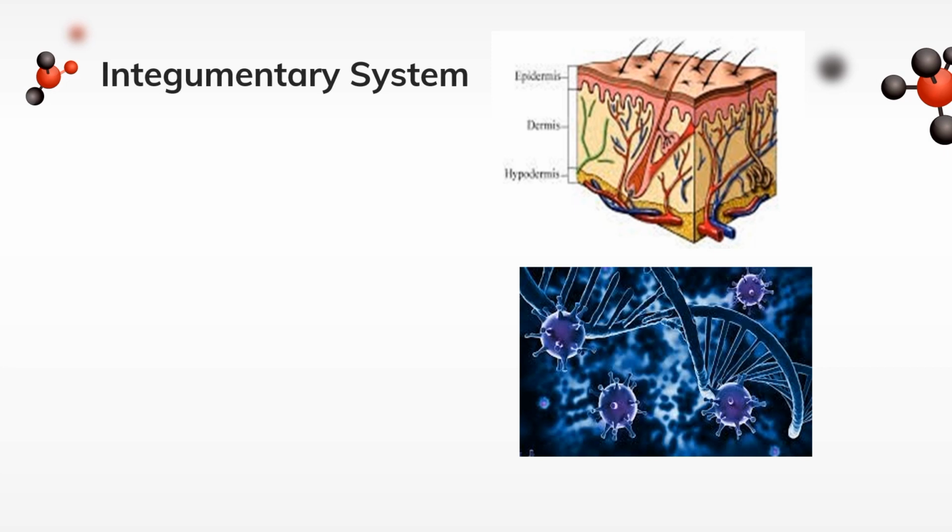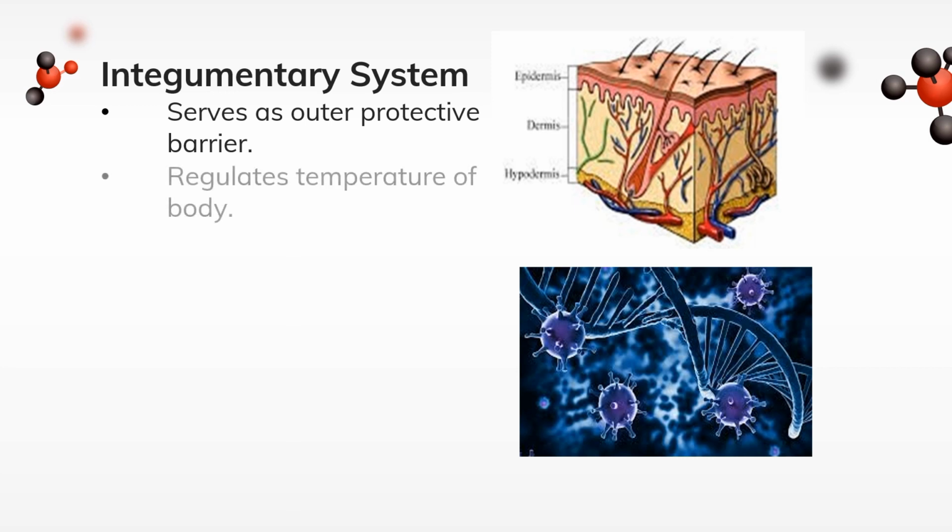Next we have integumentary system. This system contains skin and related structure. It serves as an outer protective barrier that prevents internal fluid from being lost from the body and foreign microorganisms from entering the body. This system is also important in regulating body temperature. The amount of heat lost from the body surface to the external environment can be adjusted by controlling sweat production and by regulating the flow of warm blood through the skin.